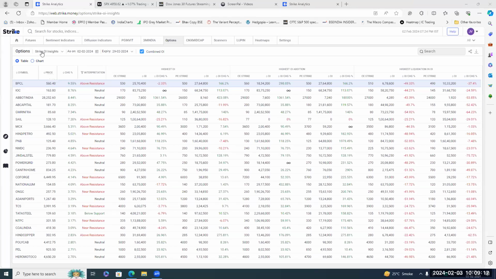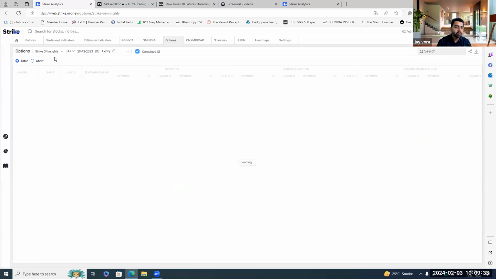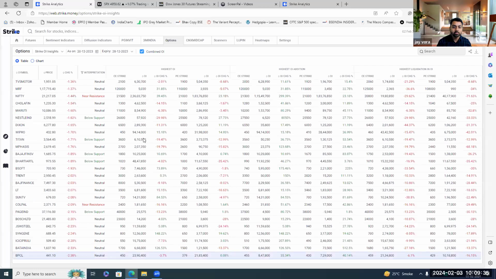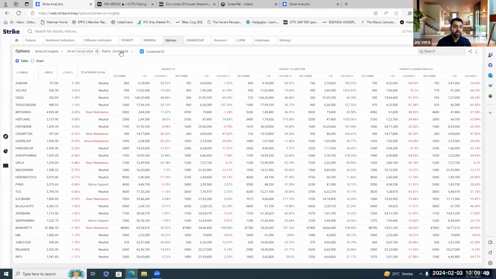So the way we have built this screen is that, see over here, this "as on" that you see is nothing but the archive. So even if you want to see what the data was on 20th of December, you do that and you get to see how the behavior of the market or specific to the stock was on that particular day. The next that we have is basically expiry.